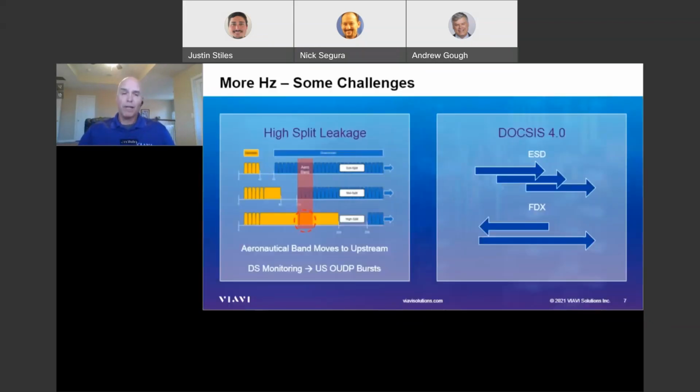The next one is more hertz. So this can be either in the upstream or in the downstream.